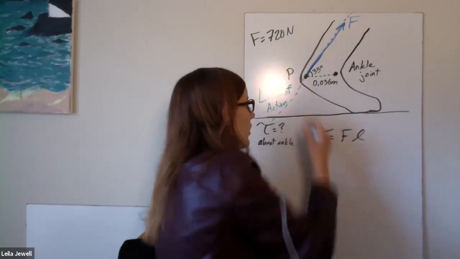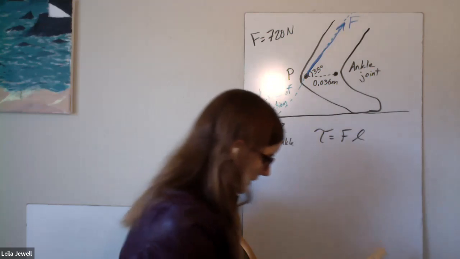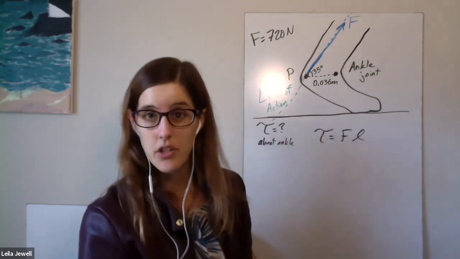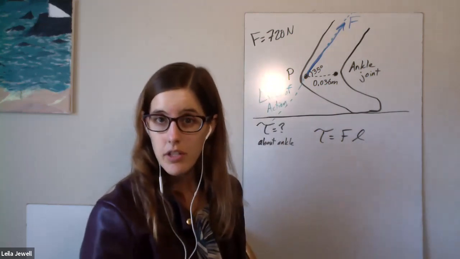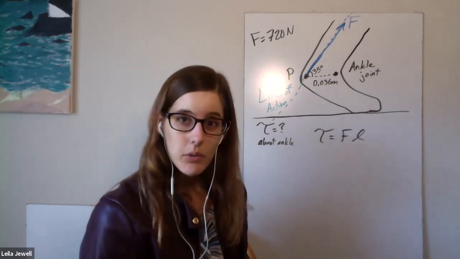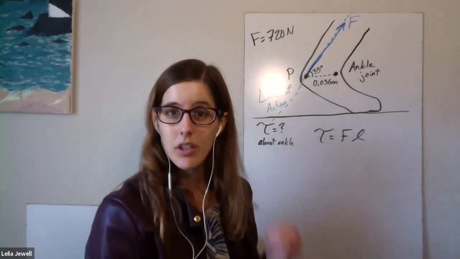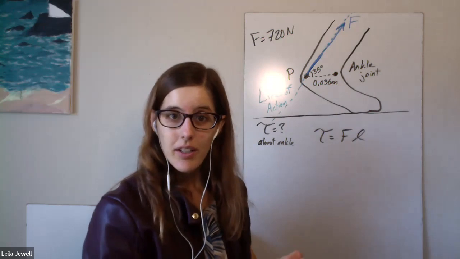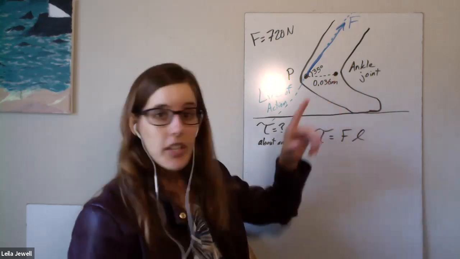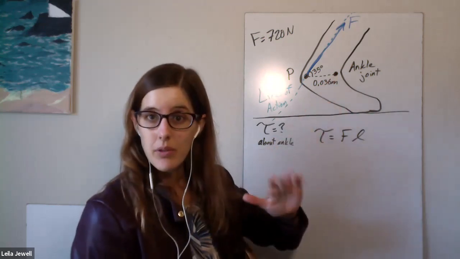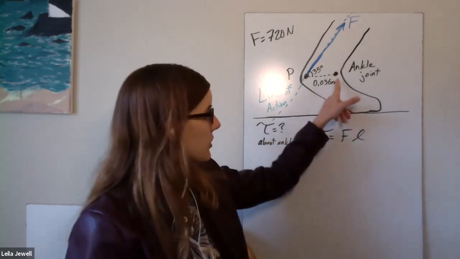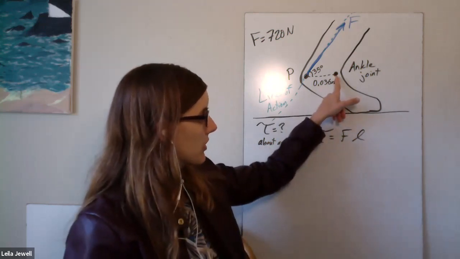And then to draw our lever arm, we're going to need to first identify our axis of rotation. What's our axis of rotation? Well, notice we have a clue in the problem where it says to calculate the torque about the ankle joint. The ankle joint is what everything else is rotating around. So that's going to be our axis of rotation.